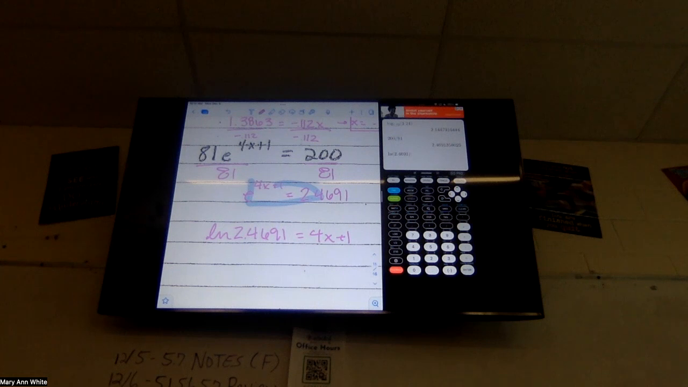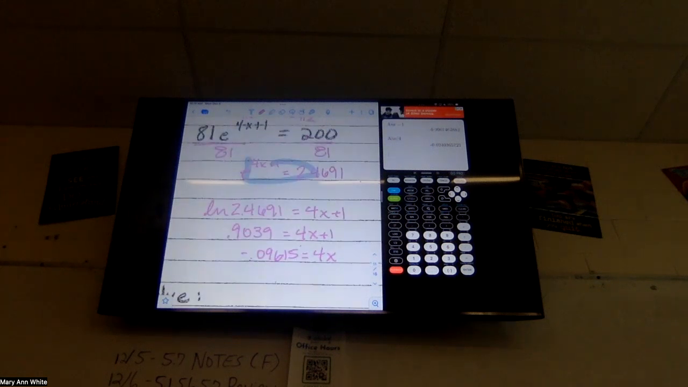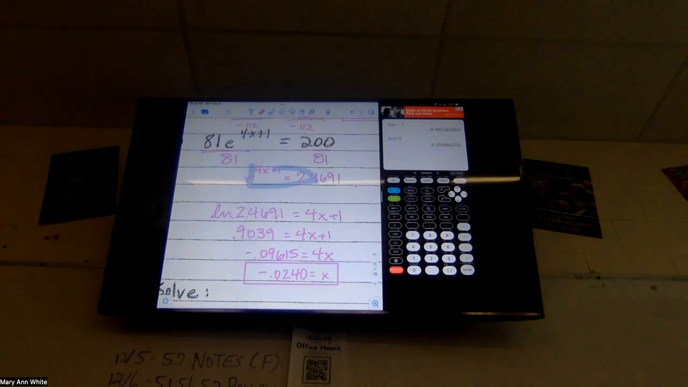ln of 2.4691 is going to be 0.9039 equals 4x plus 1, minus 1 from both sides, negative 0.09615 equals 4x, divide by 4. And I get negative 0.0240 equals x. Kind of a gross number, but it all worked out.